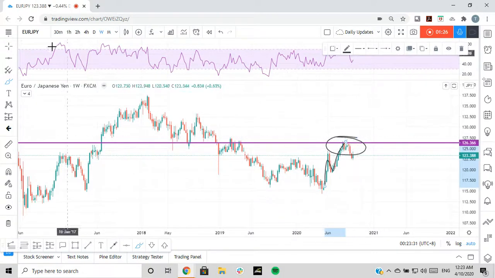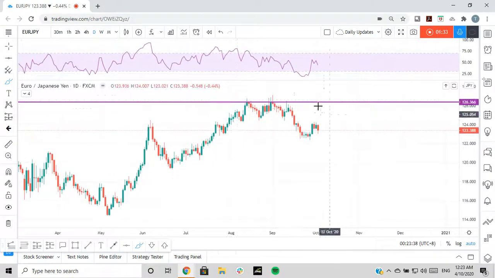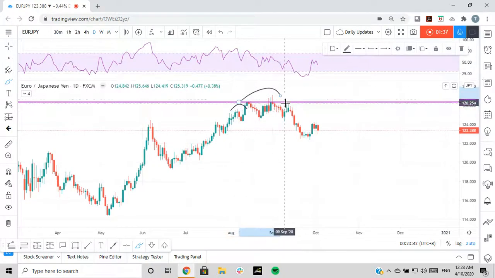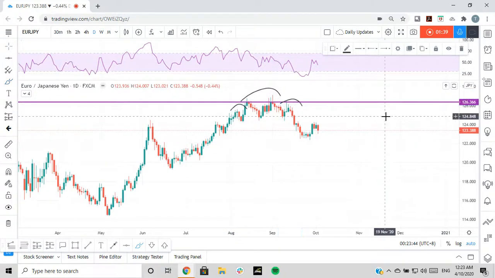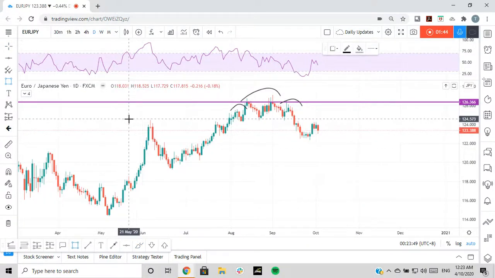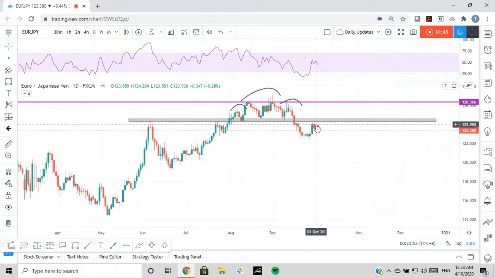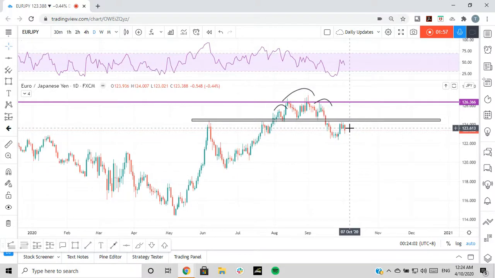But if you go down to the daily, you'll notice what I'm saying. So let's go down to the daily. You'll notice that over here we have a potential head and shoulder. So this is what I mean by a potential head and shoulder, and we have actually broken out of this neckline, which is here. Right now we are actually in the retest section of it. Now what I'll be expecting for next week, this is how I'm going to look at Euro Yen.